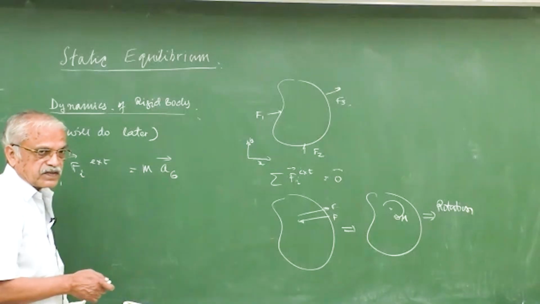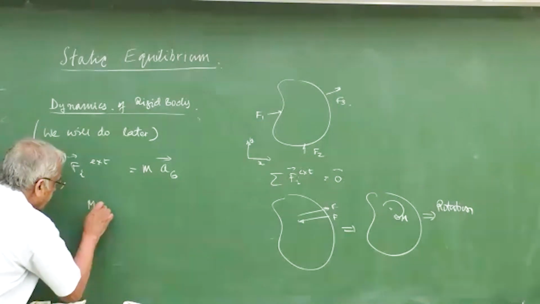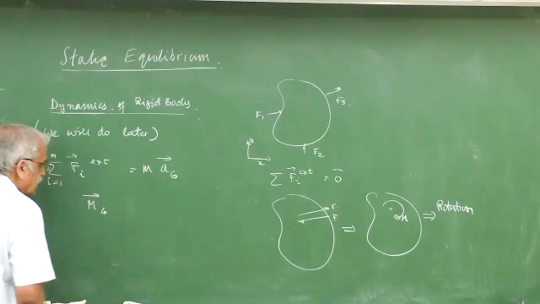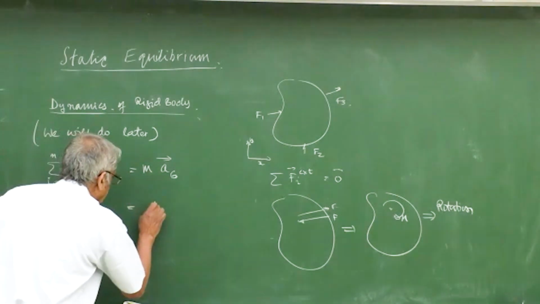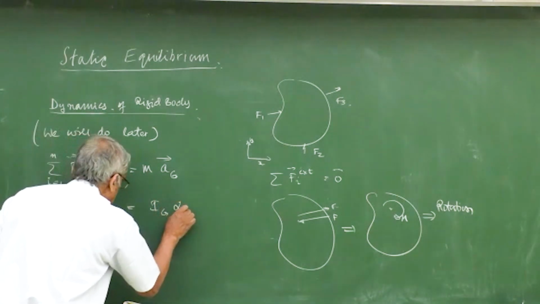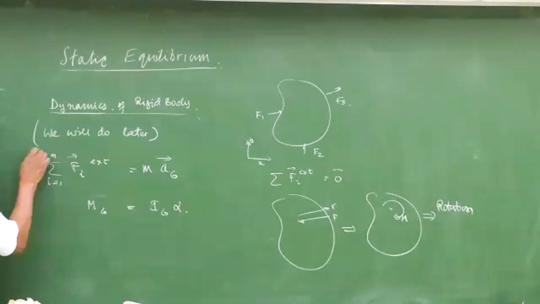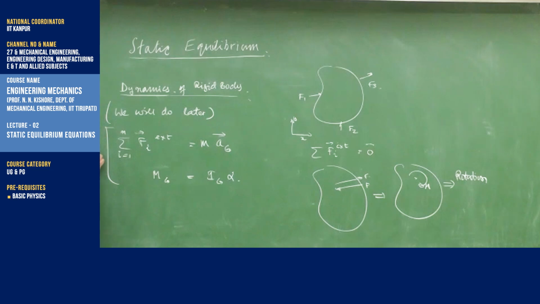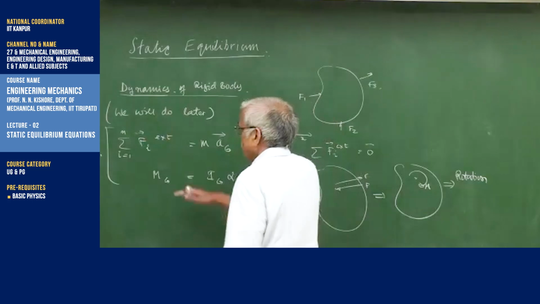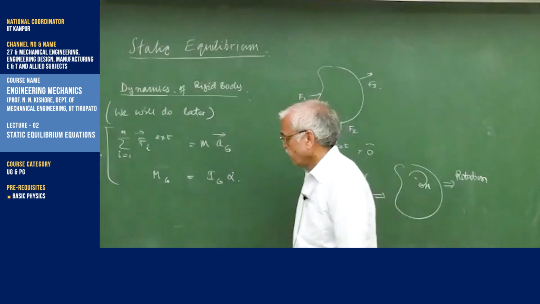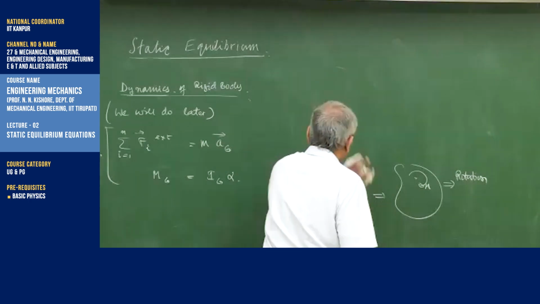There is also one more equation, which we will do later: the moment of all the forces about G is equal to Ig times alpha. Let me just do it for 2D, which we can extend to 3D later.